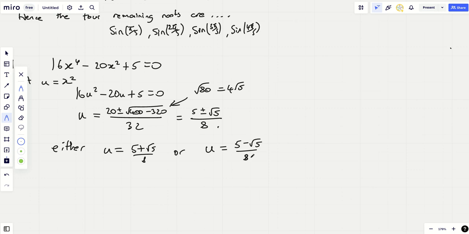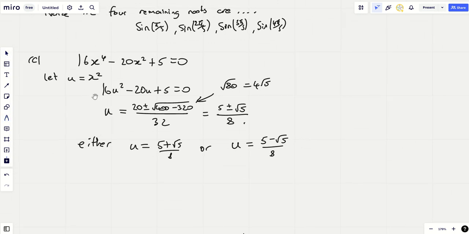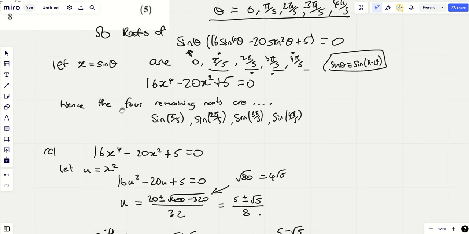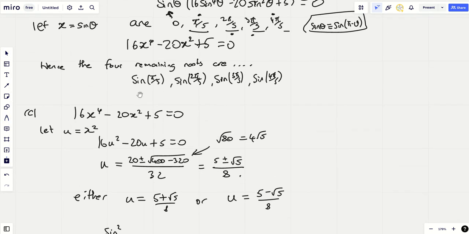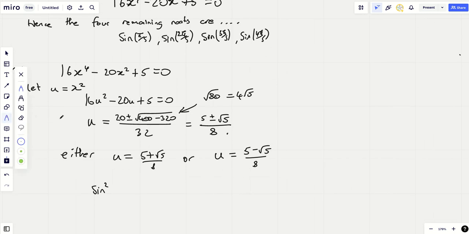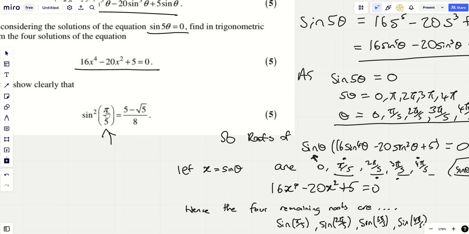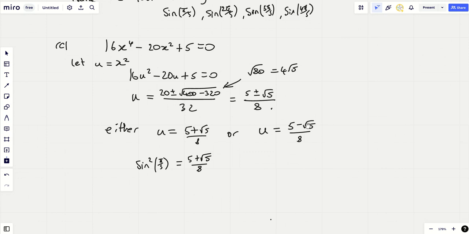Now, let's try and tie this back into what we had before. Remember, u is x squared, but x is sine theta, and so u is sine squared theta. And what's more, we know these are the roots. We know that sine squared of maybe it's pi over 5, let's say maybe it's pi over 5, equals 5 plus root 5 over 8. Let's have a think about whether that's true and why it's true. We've got exactly this, but they're saying it corresponds with this one. Let's try and think about why that would be true.